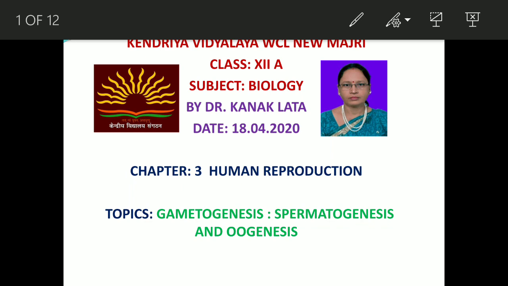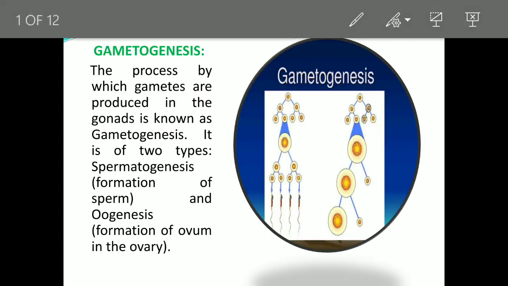On the first day of this lesson, we studied the meaning of gametogenesis. So what is gametogenesis? It is the process of formation of gametes, either sperm or ovum. Formation of sperm is called spermatogenesis and formation of ovum or egg is called oogenesis. In this topic, we will study the complete steps of the formation of gametes.